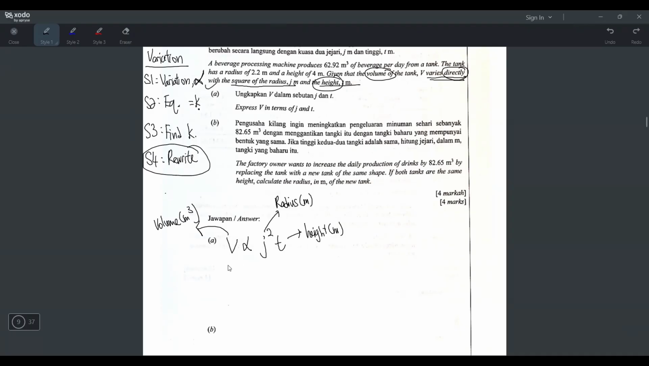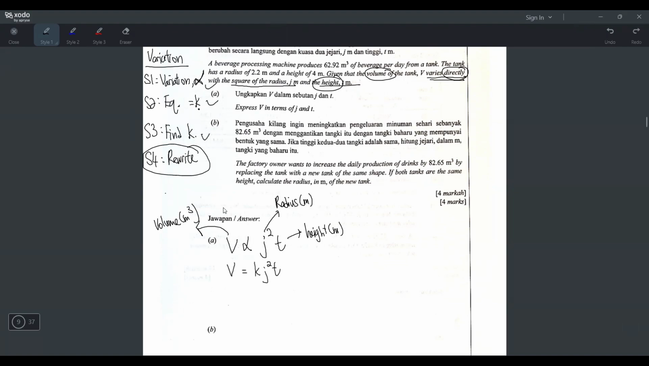Now we have to do step 2, which is convert this symbol to equals, and you have to add a constant, and let's use K. And then here I write the same thing, J square T. The relationship here is times. Now step 3 is to find the constant, find K.